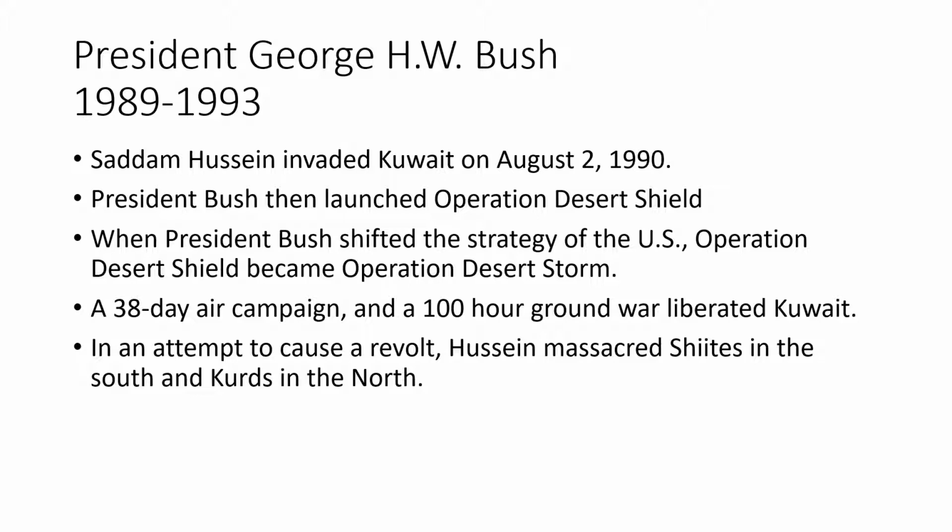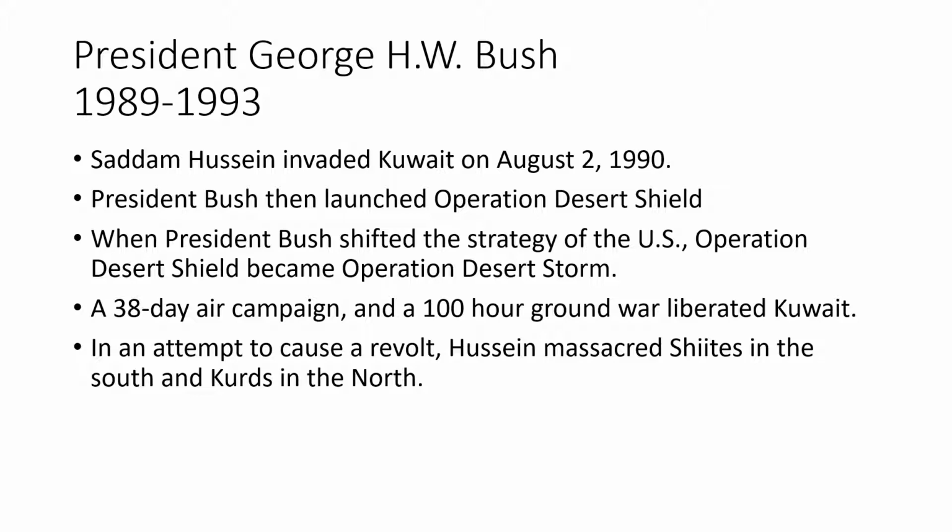From 1989 to 1993, President George H.W. Bush served as the commander-in-chief. Saddam Hussein invaded Kuwait on August 2, 1990, and then President Bush launched Operation Desert Shield. After getting involved, Bush had to shift his strategy from Desert Shield to Desert Storm.